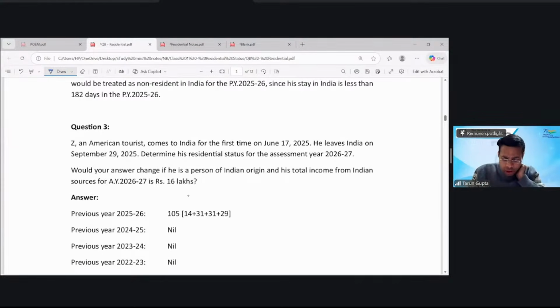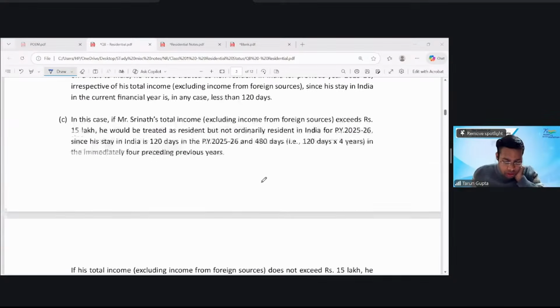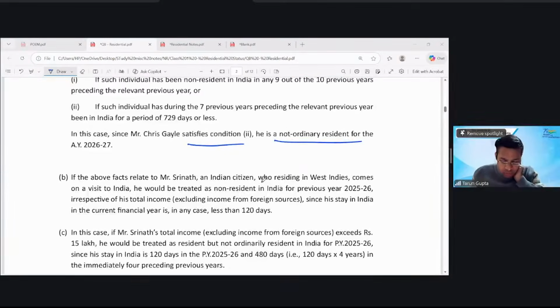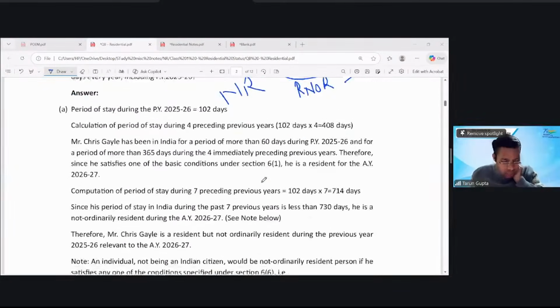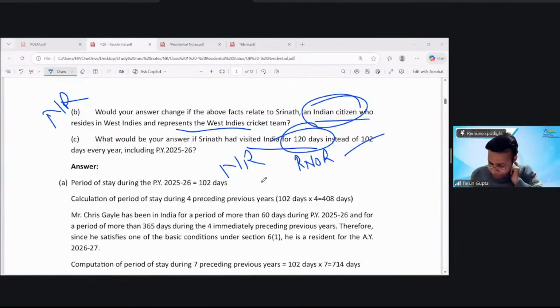Jet, an American tourist, comes to India for the first time. Will he be deemed resident? Okay. Our question is, will Mr. Srinath be a deemed resident? Can he qualify as a deemed resident? Yeah, I got it.